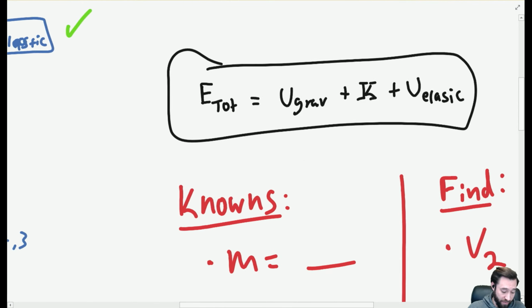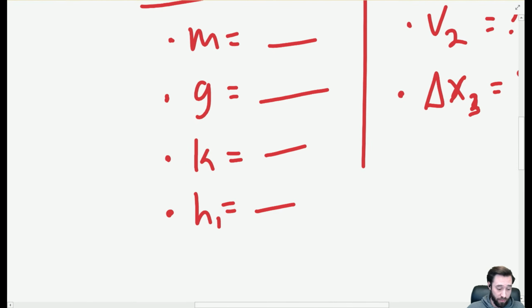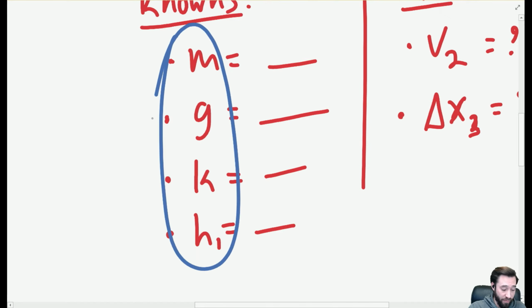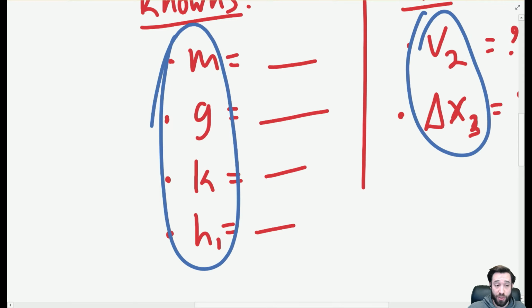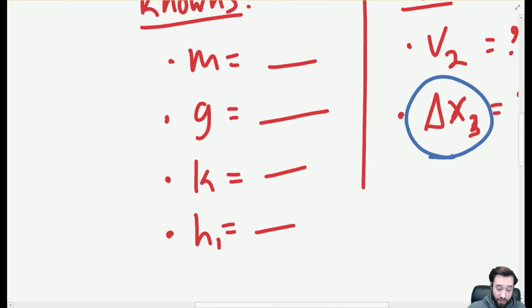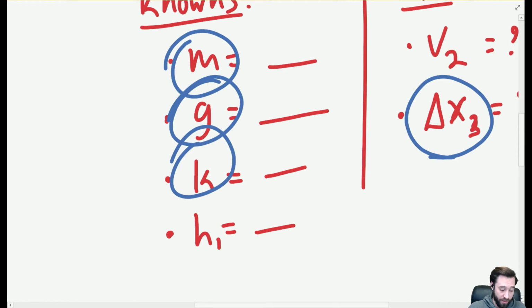I will give you 4 pieces of information, in any order, and ask you to solve for 2 of them. I could run this in reverse. I could tell you how much it's been compressed, the mass, the gravity, and the spring constant. Then I could ask you, what is the velocity at state 2, and how high up the ramp does it go? So we would just be switching these 2 variables. Does that make sense?